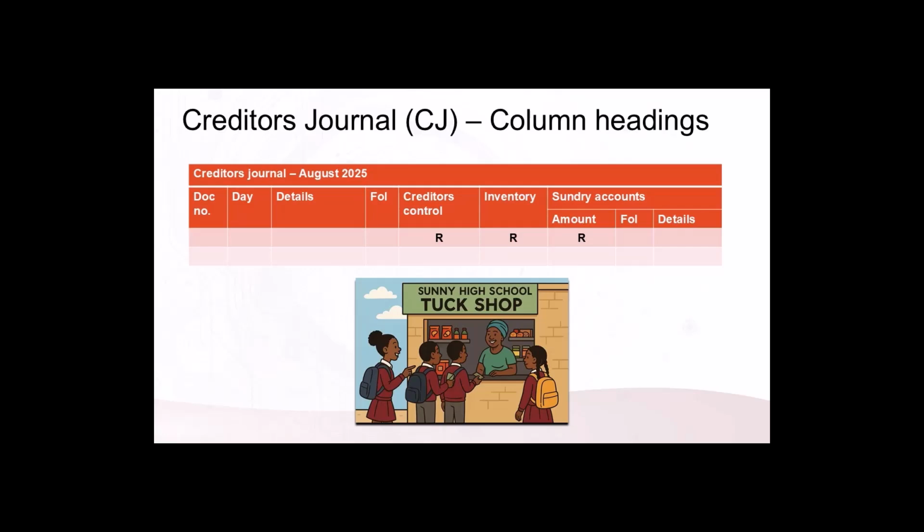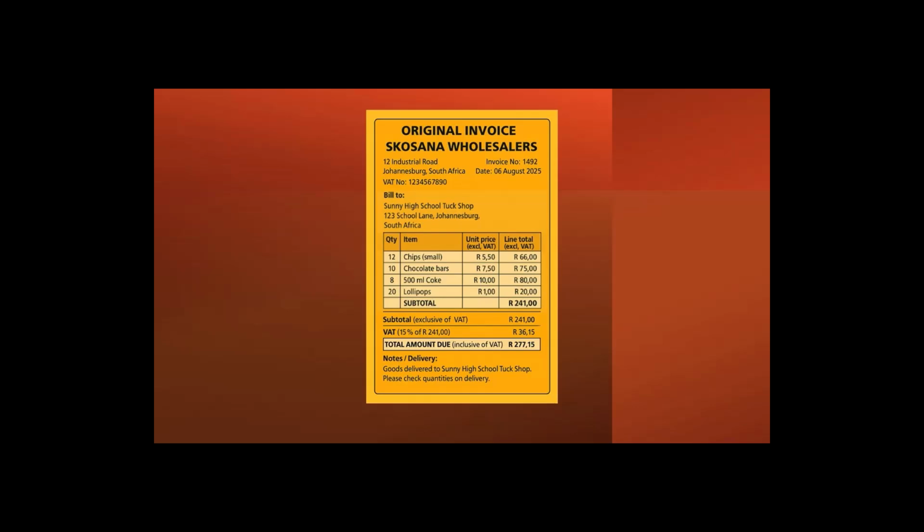Okay, so the first thing that we need to record is our document number. Let's go find it on our invoice. We start with the heading, original invoice, then the name of our supplier, Skozana Wholesalers.